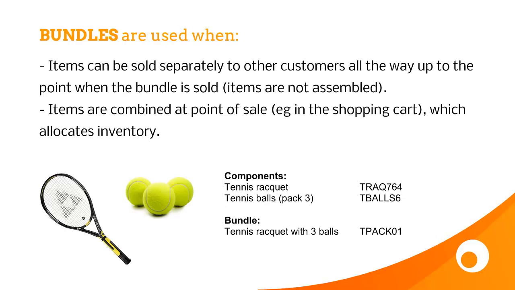So to remind ourselves what bundles are used for, they're used when the component parts can be sold separately to other customers. So what we're not doing here is assembling these products. They remain on the shelf independently and they're only combined in the box at the point of sale. So we have a tennis racket bundle, which is a tennis racket and 3 balls.